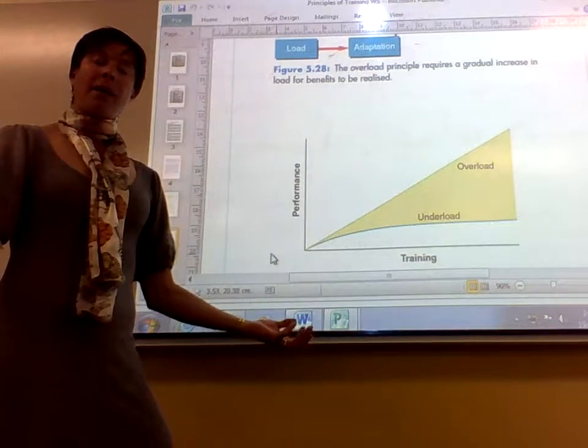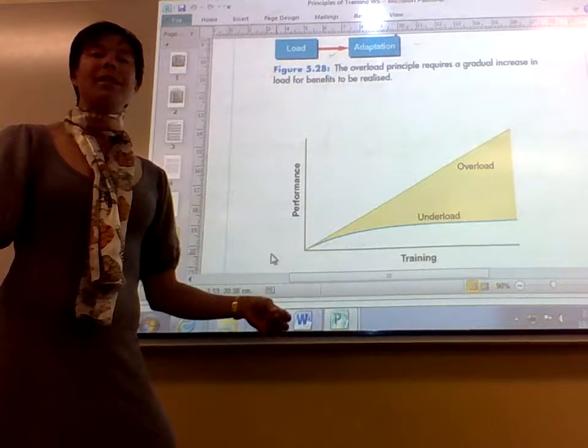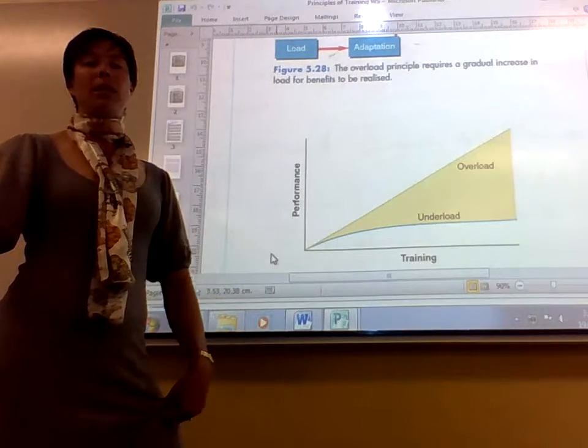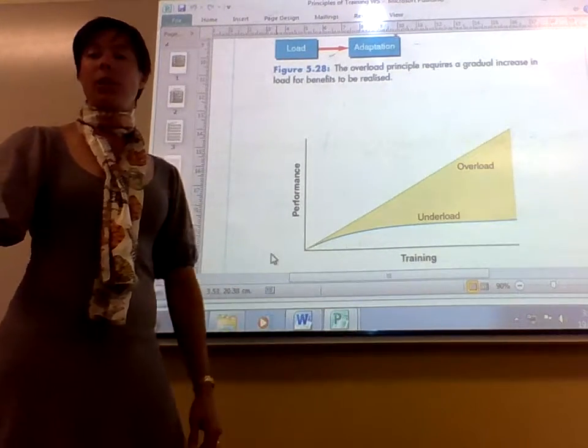Usually endurance adaptations take longer, so therefore, you need to be training for longer for these to occur.